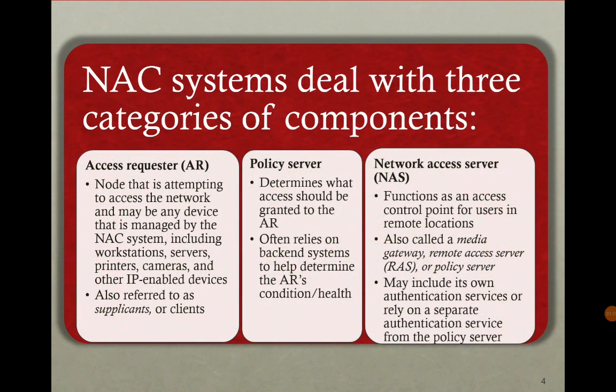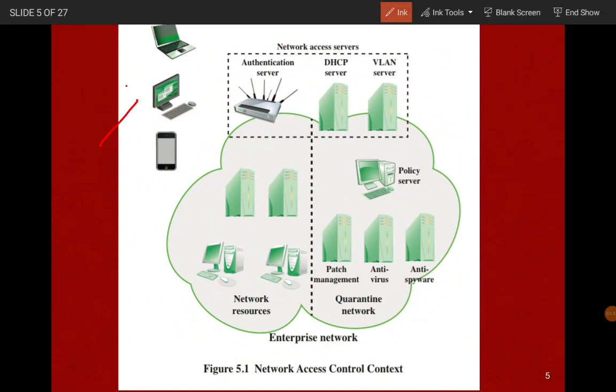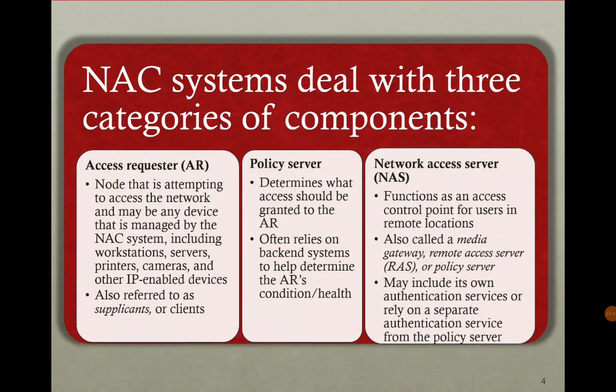Access requester, the other name of access requester is supplicant or client. The second one is policy server, and the third one is network access server. So what is the role of access requester? Normally every client or every device is referred to as access requester. It may be any device like the workstation, server, printer, camera, any other thing. As I told, the other name of access requester is supplicant, or it can be termed as the client.